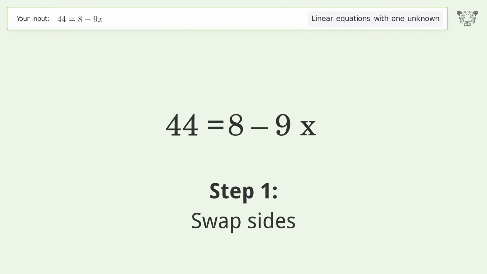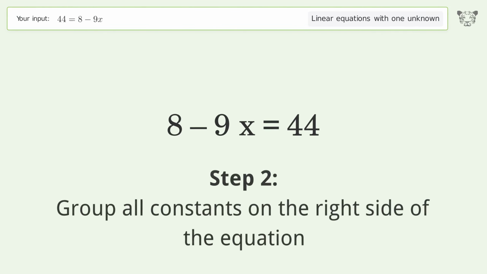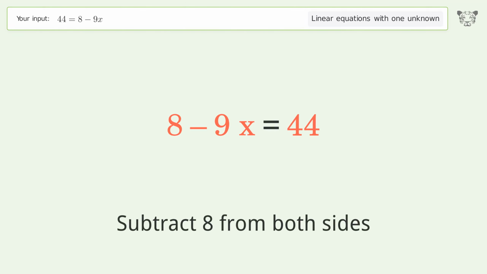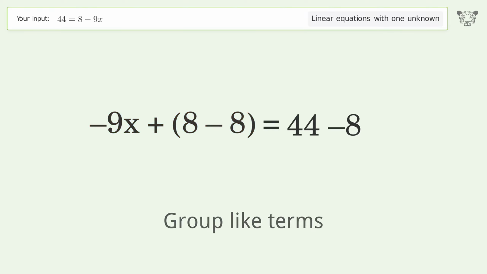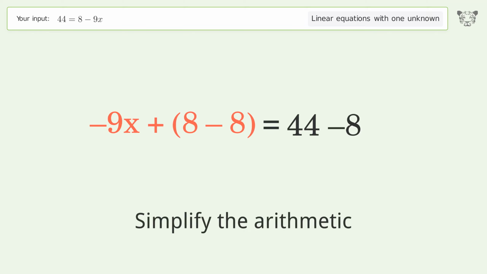Swap sides. Group all constants on the right side of the equation. Subtract 8 from both sides. Group like terms. Simplify the arithmetic.